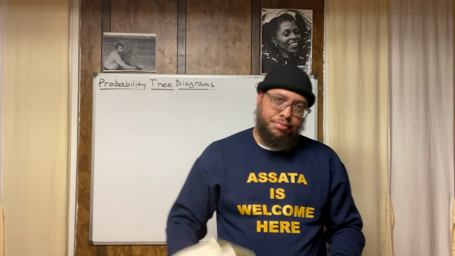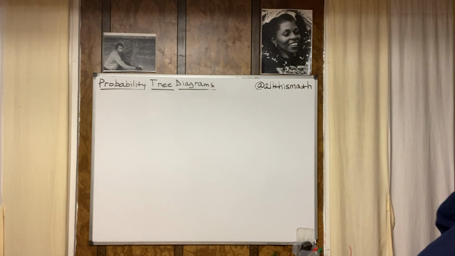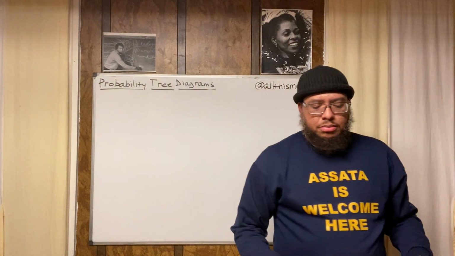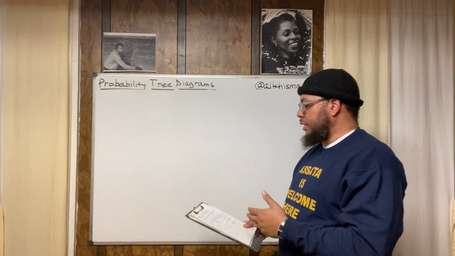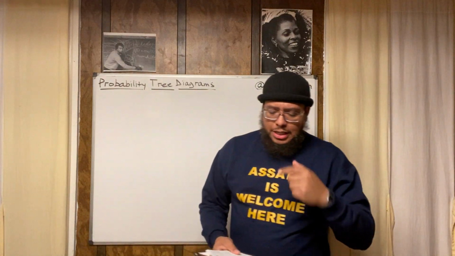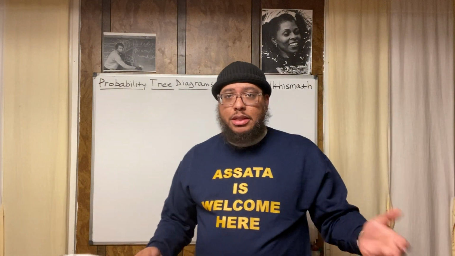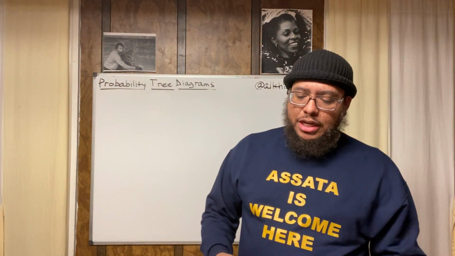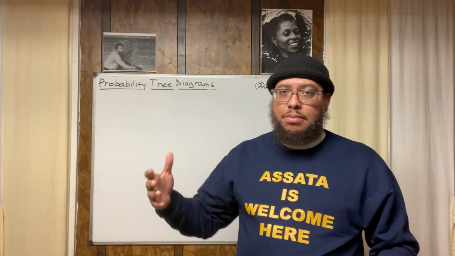All right, so let's get into this problem. So probability tree diagrams. This is how the problem goes. It says this: a bag. So imagine a bag. A bag has 5 red marbles and 10 blue marbles.